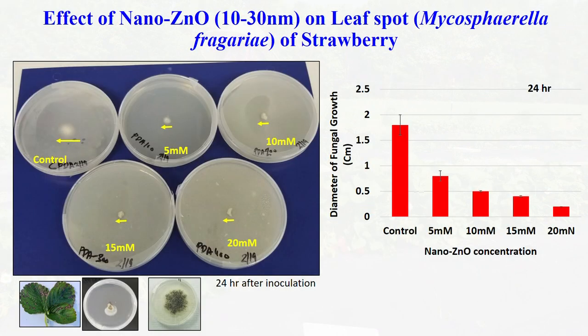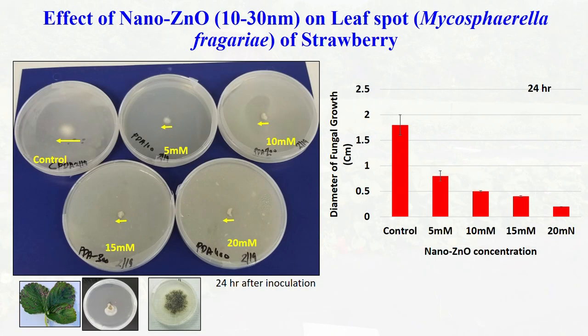This is my work on nanotechnology. I am showing it for the last 2 years. A very common disease in my field is leaf spot of strawberry. This is how it looks, small lesions. Later on, these spots or lesions fuse with each other, and finally the entire leaf may die.